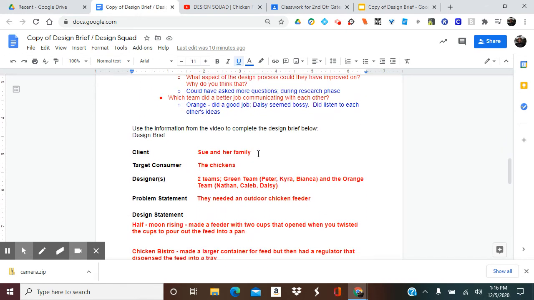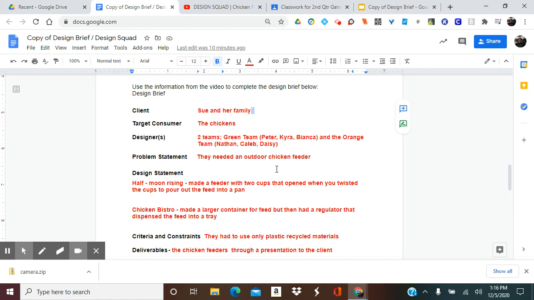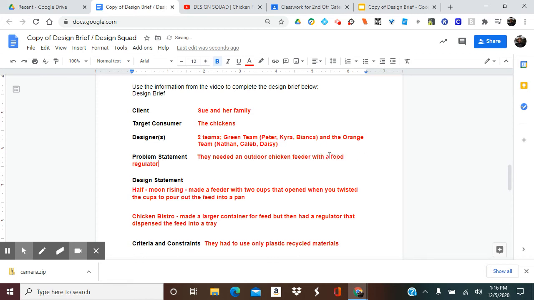All right, so the client was Sue and her family. The target consumer would be the chickens. They have two teams. The green team would be Peter, Kira, and Bianca, and the orange team was Nathan, Caleb, and Daisy. The problem is they need an outdoor chicken feeder with a food regulator.